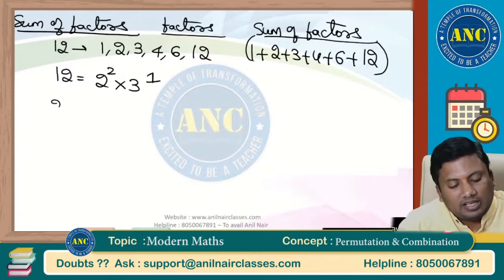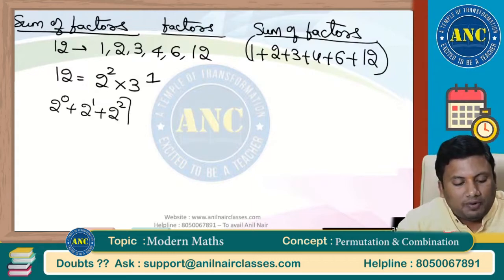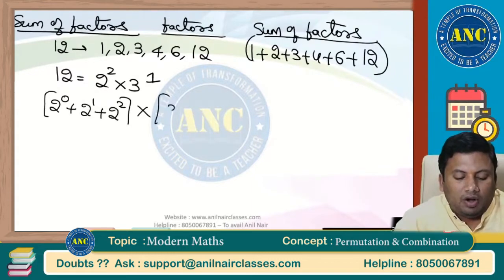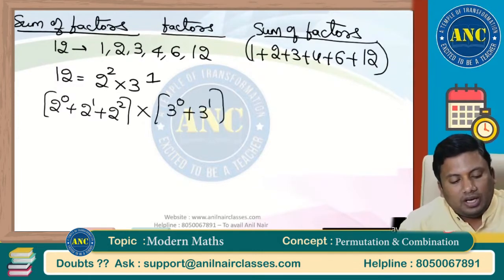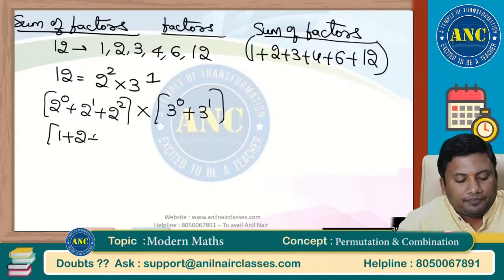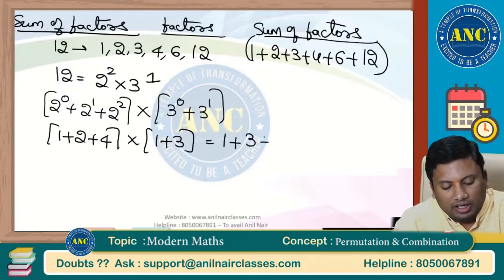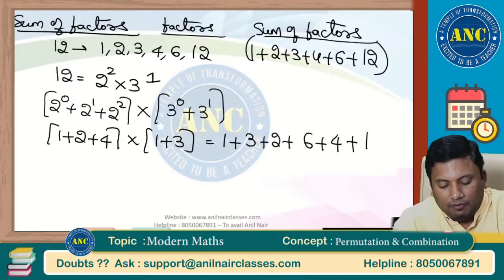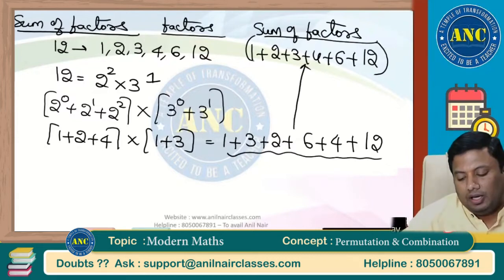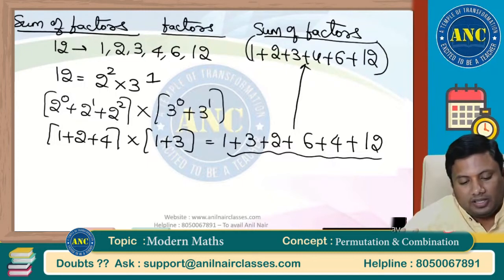Let me see what is happening. Add all the powers of 2, starting from 2 power 0 to 2 power 2. Then add all the powers of 3, starting from 3 power 0 plus 3 power 1. This is nothing but (1 plus 2 plus 4) into (1 plus 3). If I multiply, 1 ones are 1, 1 threes are 3, 2 ones are 2, 2 threes are 6, 4 ones are 4, 4 threes are 12. Isn't it nothing but the sum of the factors of 12? 1 plus 2 plus 3 plus 4 plus 6 plus 12.